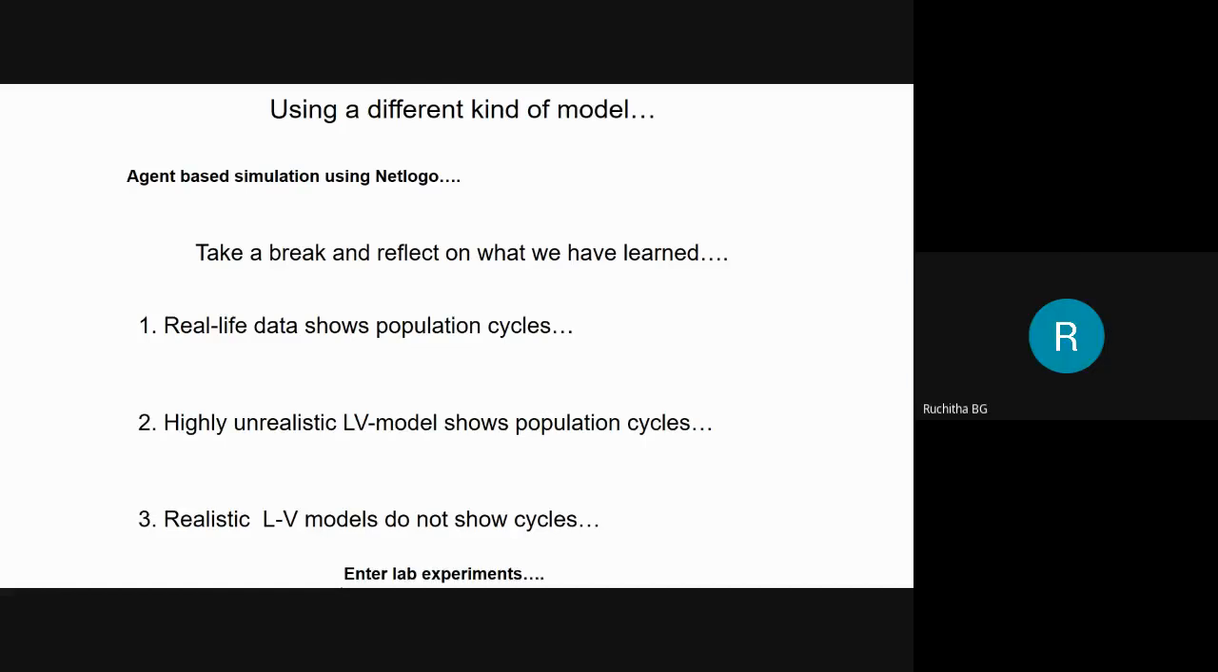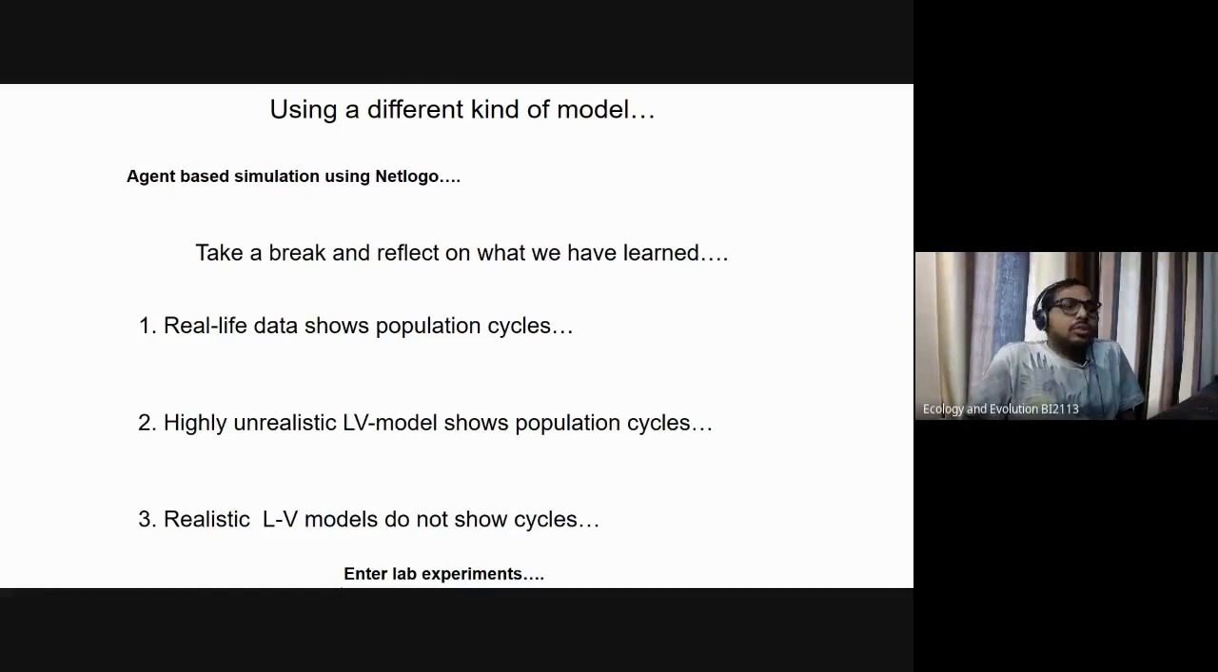Do we not see cycles even if we make grass finite, or add a value for grass and how fast it can grow and things like that? Yes, absolutely. So you actually need to do exactly that.